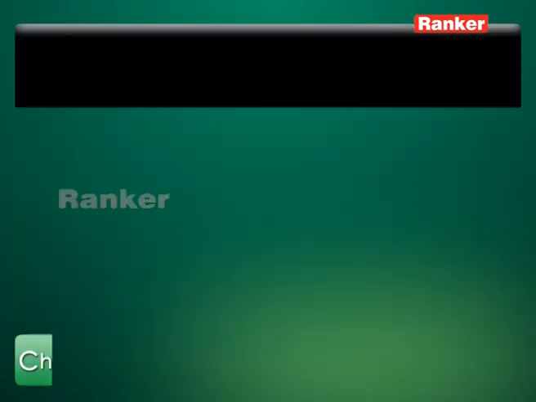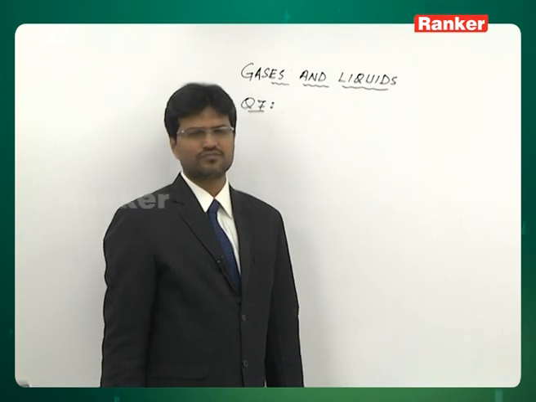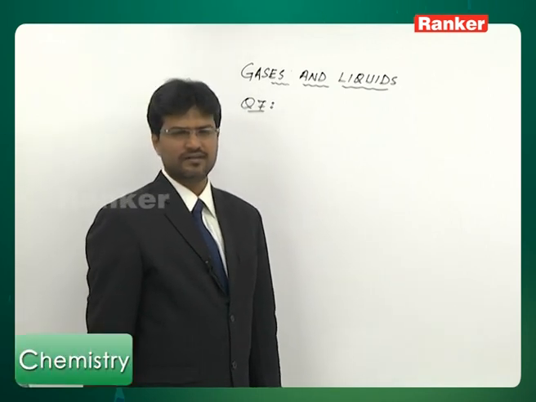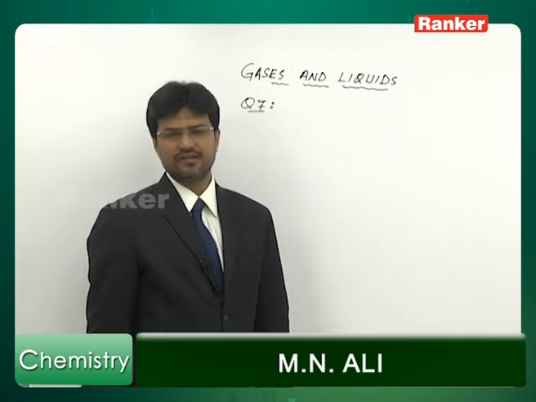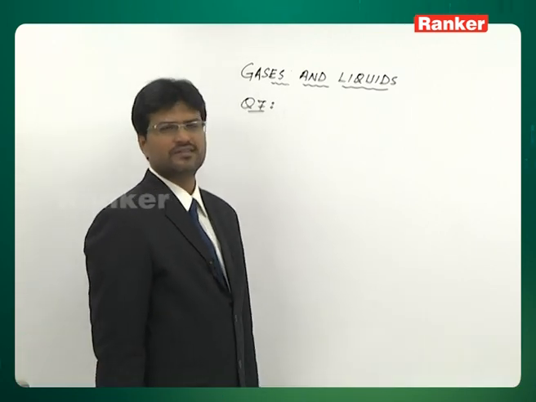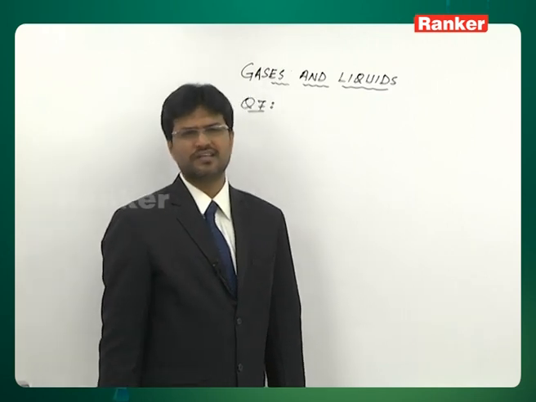Question number 7. A gas X diffuses 3 times faster than water vapor under similar conditions of pressure and temperature. Molecular mass of gas X is. This question is based on Graham's law of diffusion, and it says that the gas X is diffusing 3 times faster than water vapor. That means it must be a lighter gas than water. Its molecular mass should be less than 18.